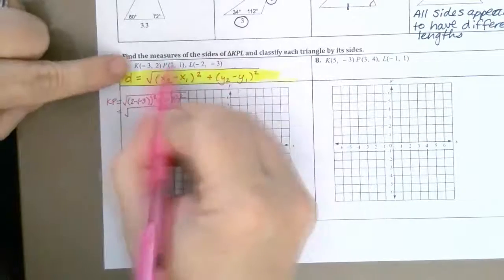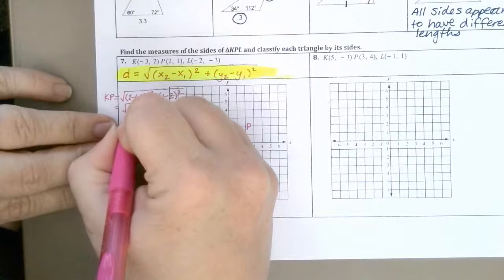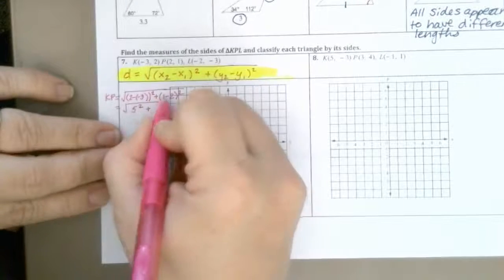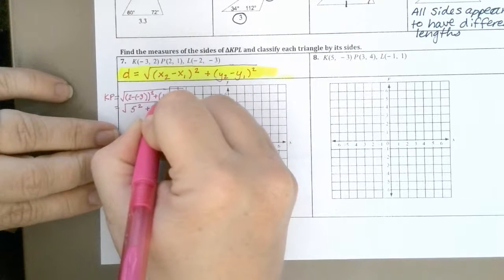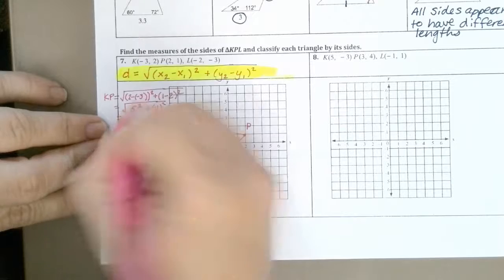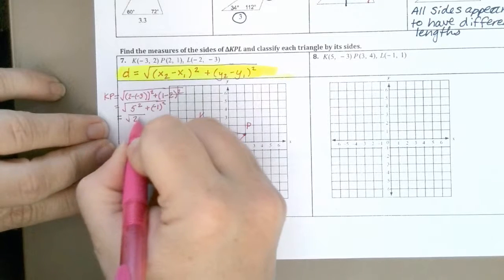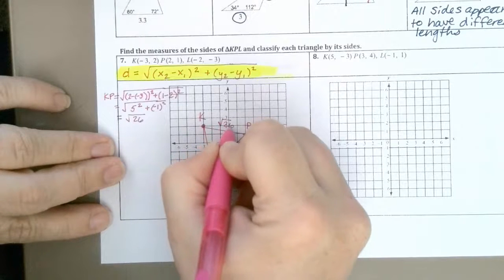X minus x, y minus y. 2 minus -3 is 5 squared. And 1 minus 2 is -1 squared. And 5 squared is 25, plus 1 is 26. So KP is radical 26.